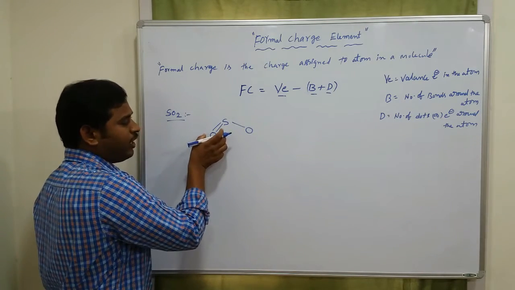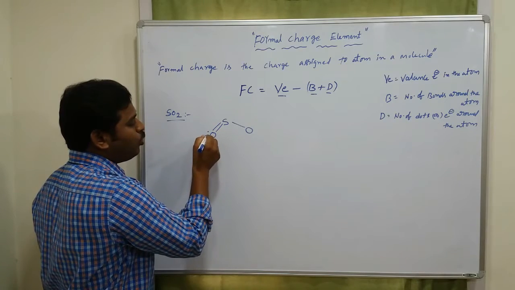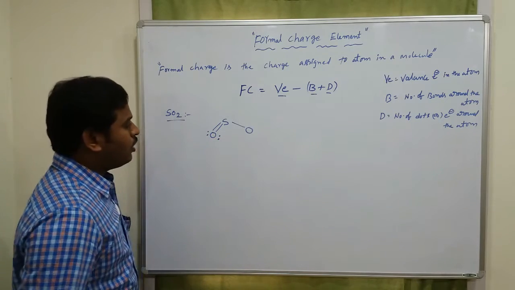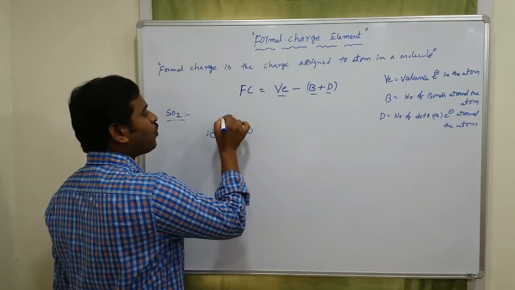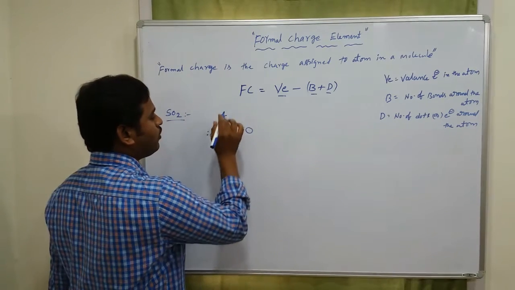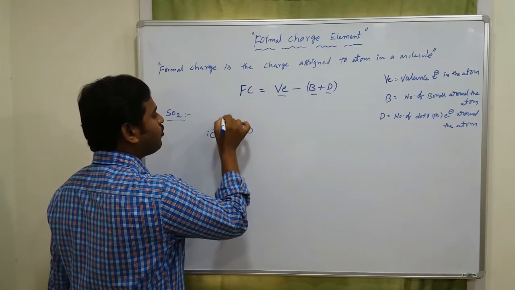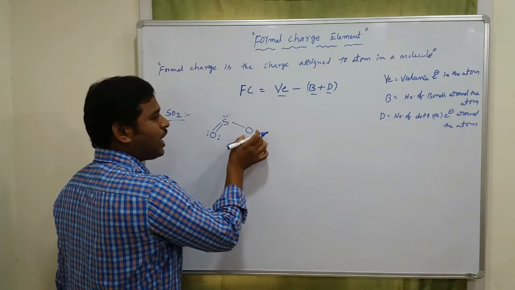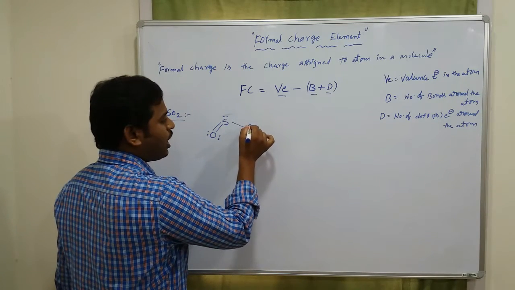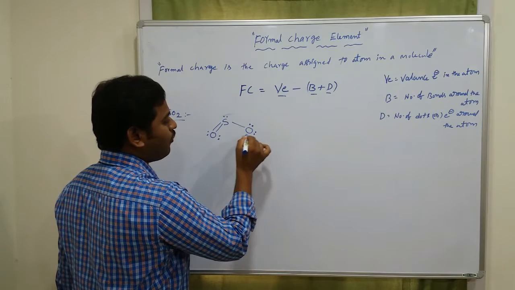To satisfy the octet rule, it has here 2 lone pairs of electrons. To satisfy the sulfur octet rule, it has here 1 lone pair of electrons. It has here 1 lone pair of electrons. To satisfy the octet rule, it has here 3 lone pairs of electrons.